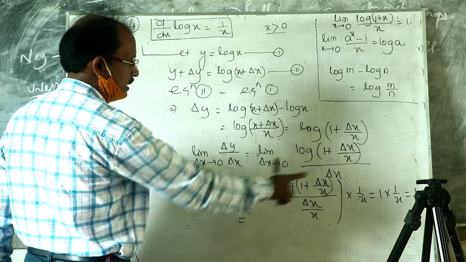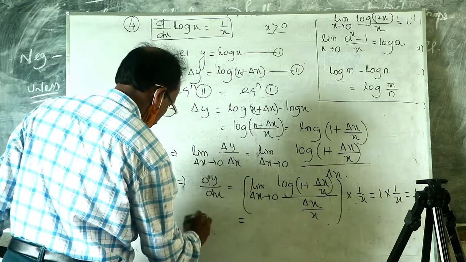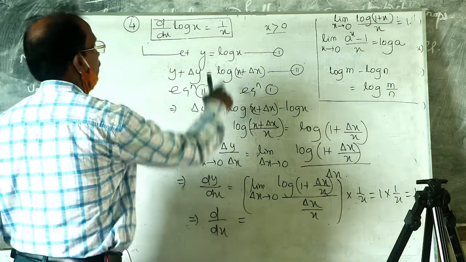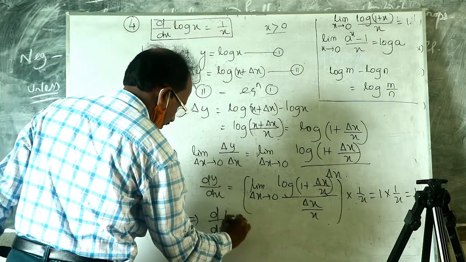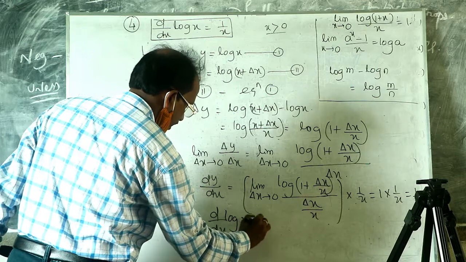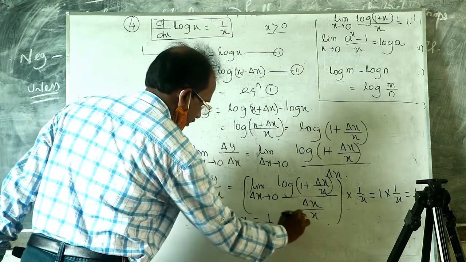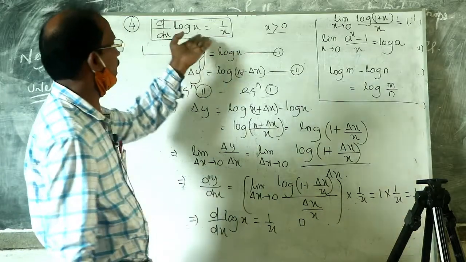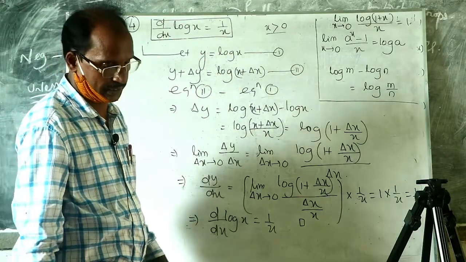Since dy by dx is equal to 1 by x, what is the value of y? We have taken log x. So derivative of log x is equal to 1 by x, hence the formula is proved. So derivative of log x is equal to 1 by x.